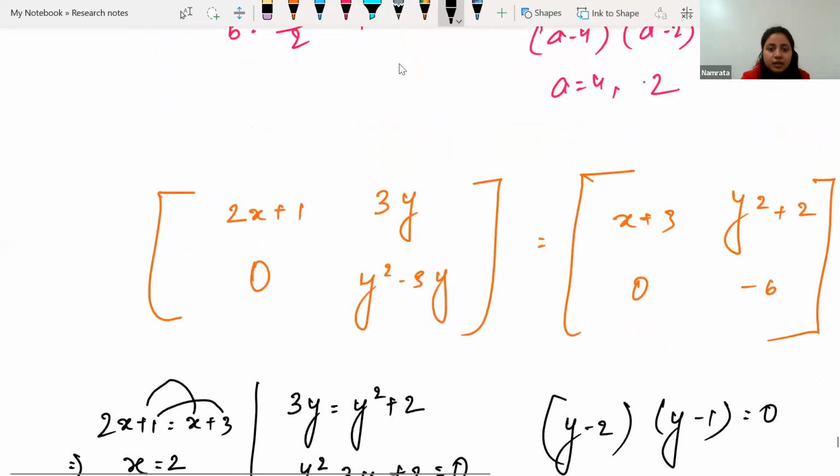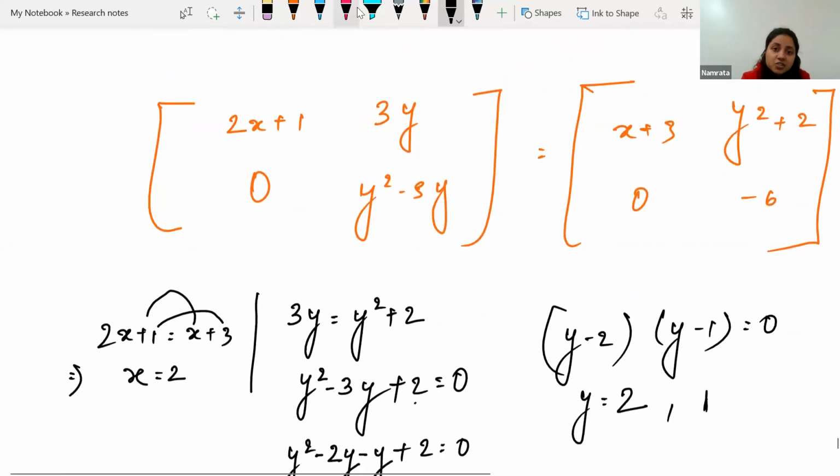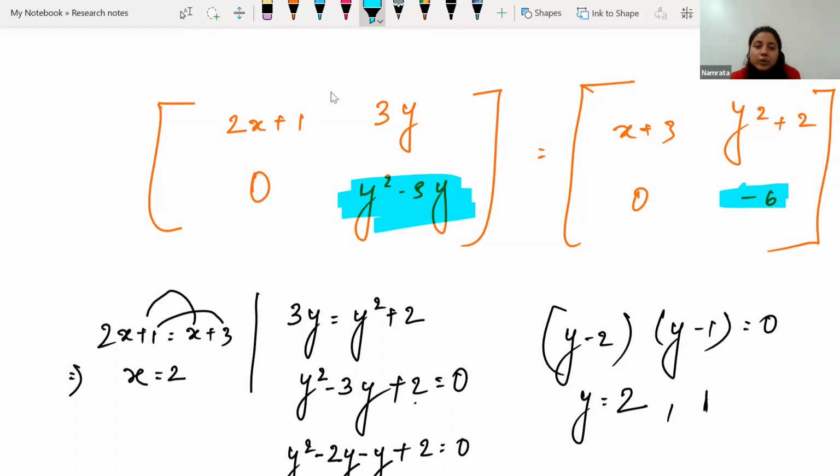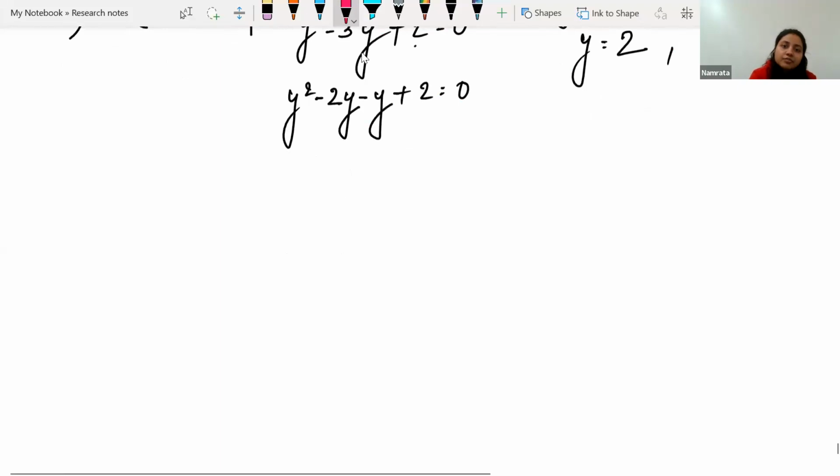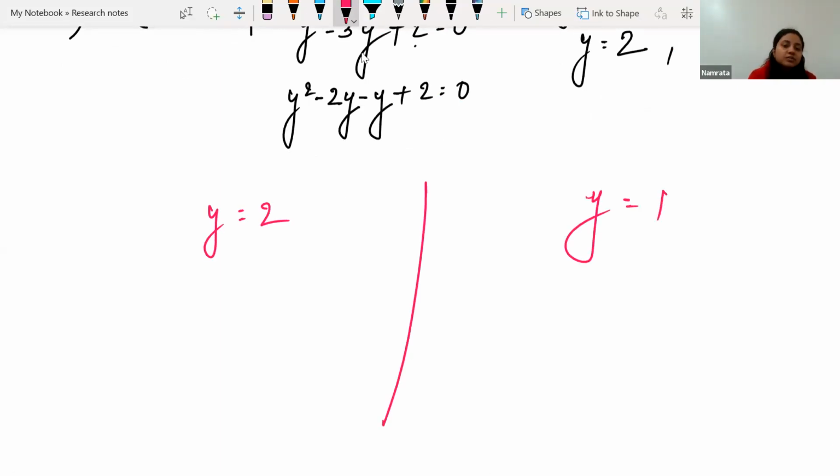Now I am saying that please check by doing y square minus 5y whether you are getting minus 6 or not. So what we have got: y value is 2. We have also got y value as 1.